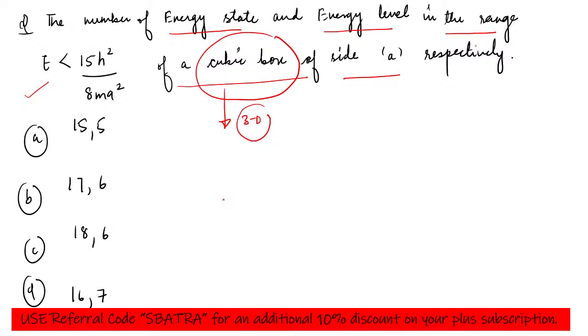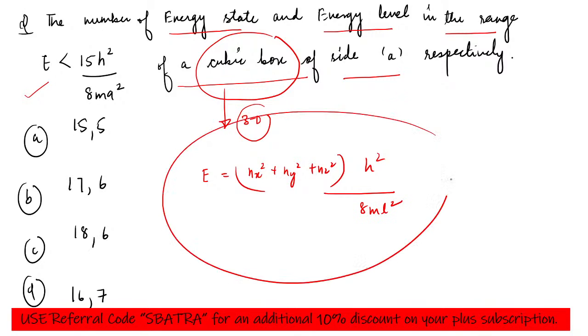Basically, the energy for a 3D box is (nx square plus ny square plus nz square) h square by 8 m l square. So this is the energy for this particular box. Now we need to find out the total energy states and energy levels less than 15h square by 8 m l square as the value of energy.